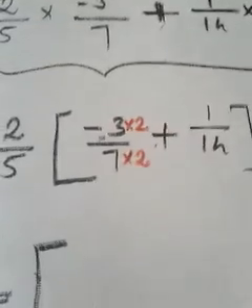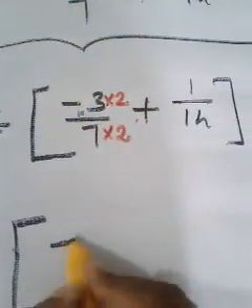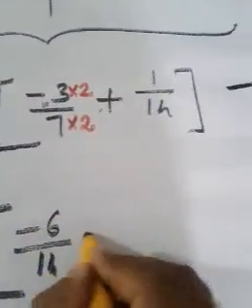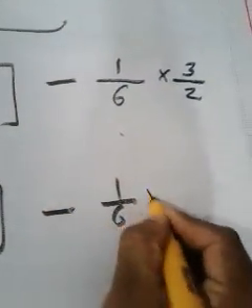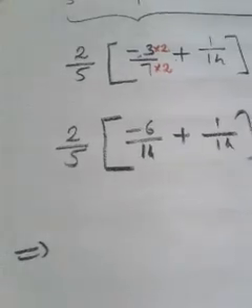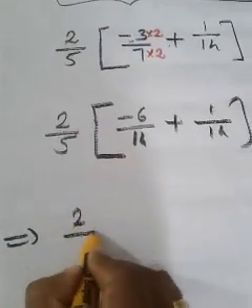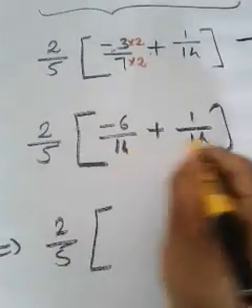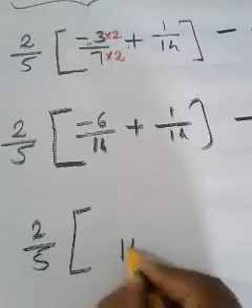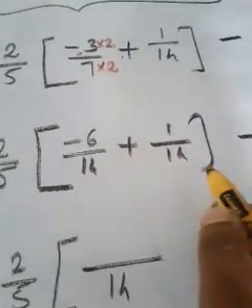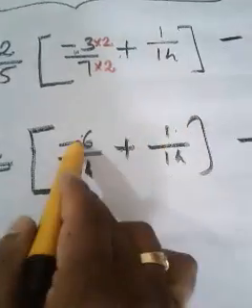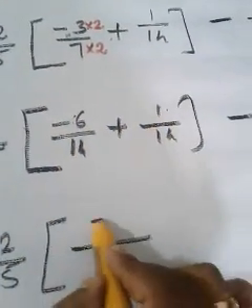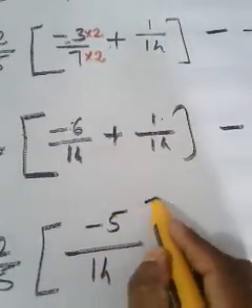So what will we get? What is minus 3 into 2? Minus 6 by 7 into 2, 14, plus 1 by 14. Then minus 1 by 6 into 3 by 2 without any change, as it is. Now it becomes 2 by 5 standing outside into, now the denominator is the same, so just write it, that is the advantage. Add the numerators: minus 6 plus 1. What is minus 6 plus 1? The answer is minus 5. You may have understood.